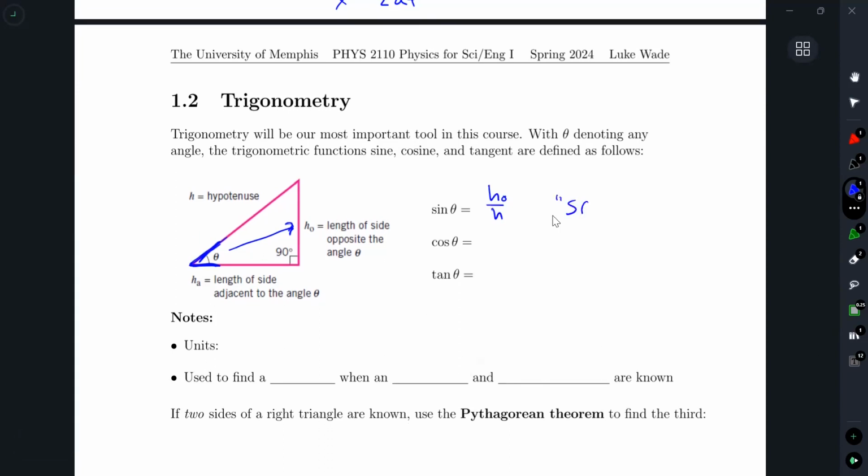And so you might remember the mnemonic SOHCAHTOA. This is the SO part of it. Cosine is adjacent over hypotenuse. That's the CAH. And tangent theta is opposite over adjacent. So that's the TOA part.